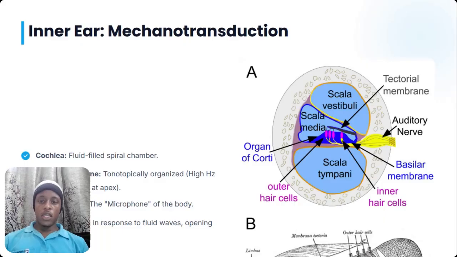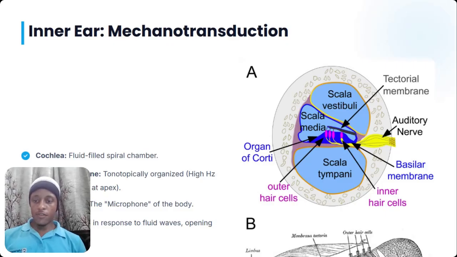The inner ear, mechanotransduction. Here we see the cochlear fluids, vestibular chamber, basilar membrane, organ of Corti, and hair cells. The organ of Corti is here, the outer hair cells are here, scala tympani, inner hair cells are here, basilar membrane and auditory nerve, the tectorial membrane and scala vestibuli.